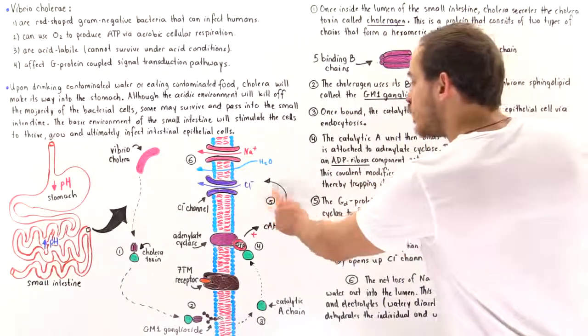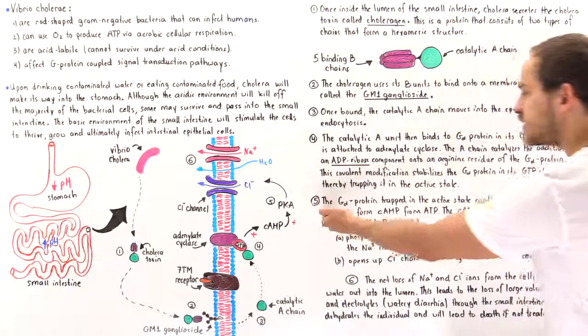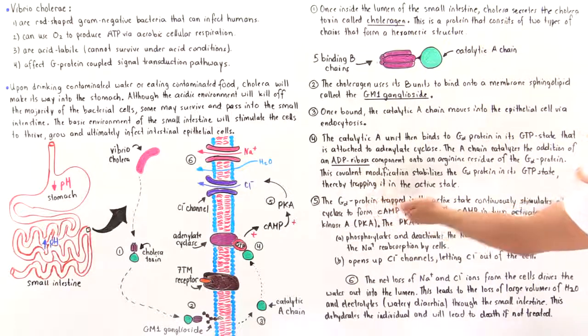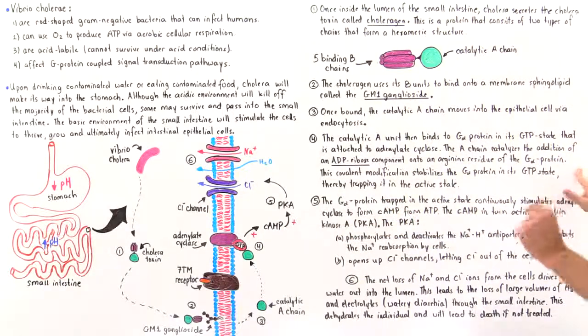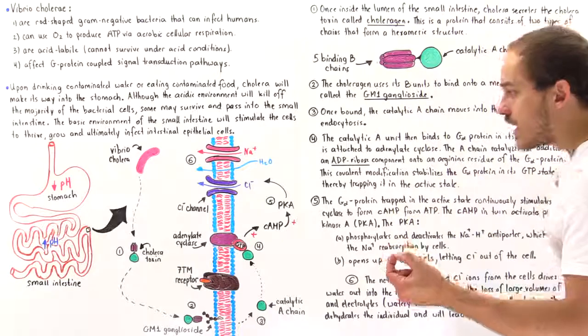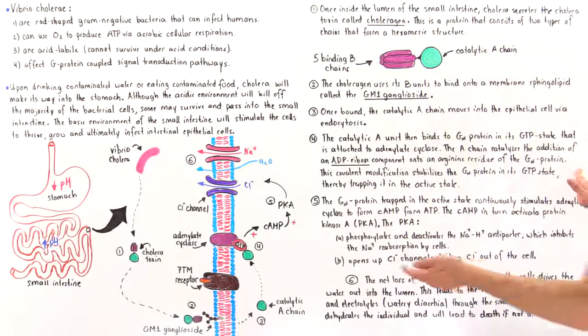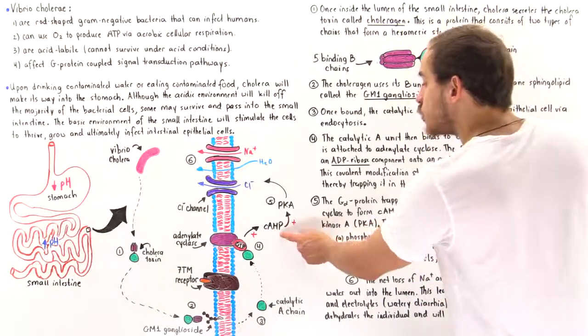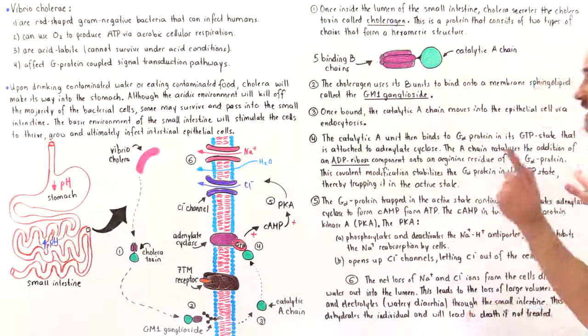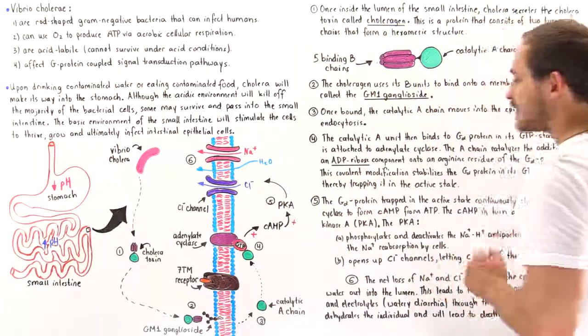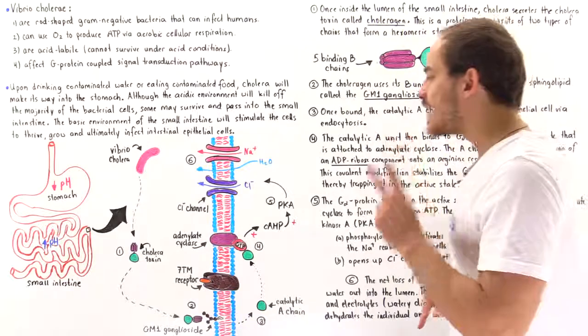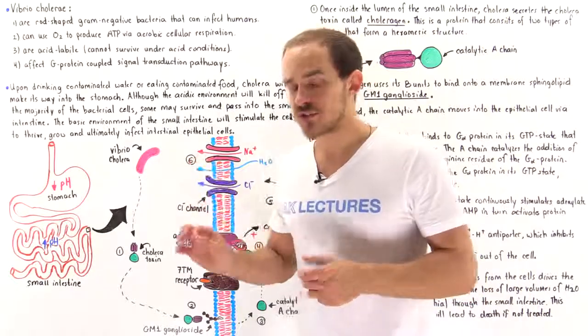And so if we move on to this region here, we see that the G-alpha protein will be trapped in the active state, which implies that it will continually stimulate the cyclic AMP production, which in turn stimulates the activity of the protein kinase A. And protein kinase A does two important things.